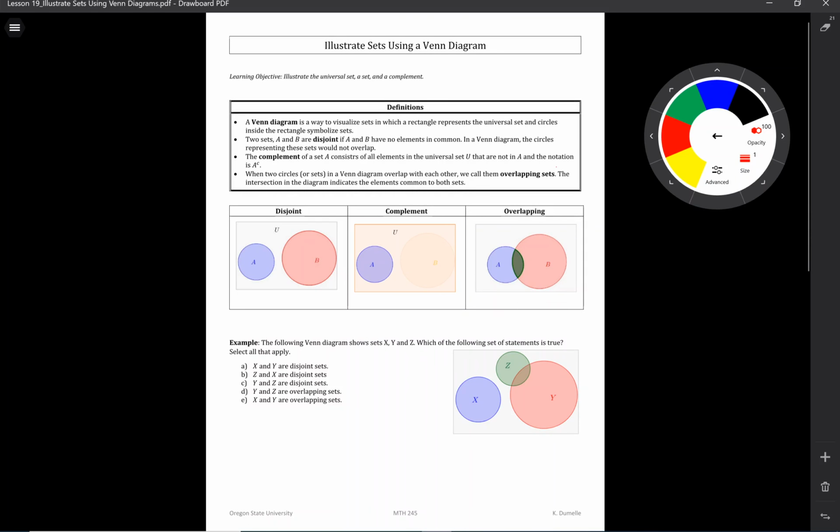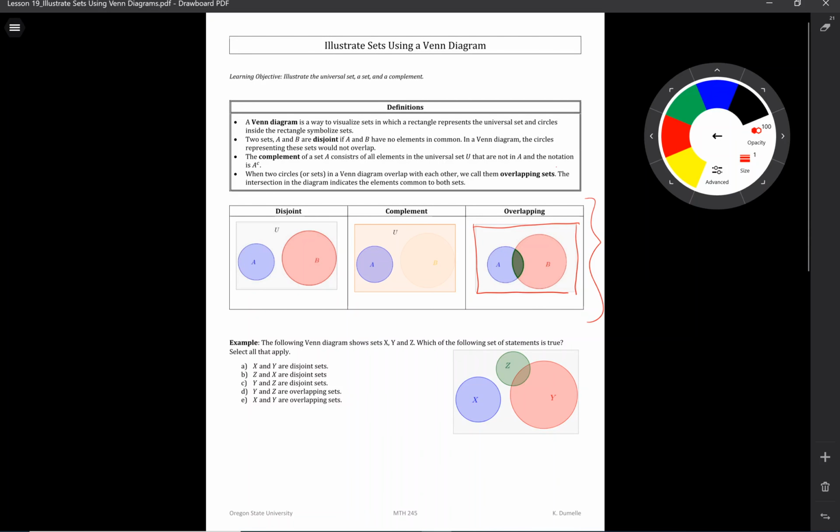So today we are going to learn how to illustrate sets using Venn diagrams, and we will talk a little bit more about this in lesson 20. Surely we are all familiar with what Venn diagrams are, but they are just a way to visualize sets in which a rectangle represents the universal set. Remember, the universal set is all elements that we are interested in, and circles inside the rectangle symbolize these sets. So in these three examples right here, all of the rectangles that our circles are in represent our universal set.